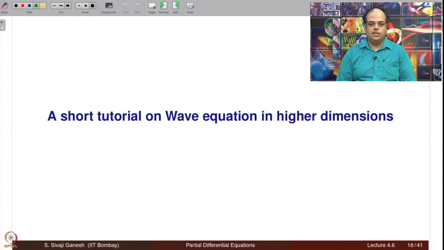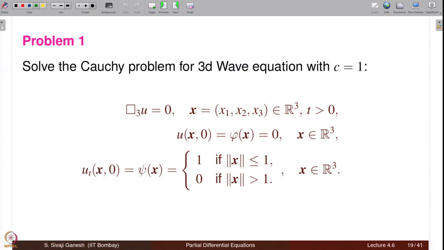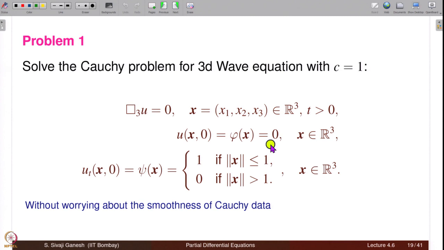So, let us now begin a short tutorial on the wave equation in higher dimensions. Problem 1: this is a wave equation, we are taking c equal to 1. So, the wave equation in 3 space variables, homogeneous equation. We take u(x, 0) equal to 0, and u_t to be 1 inside the unit ball up to the boundary, and 0 outside, where norm x bigger than 1, it will be 0. Of course, the immediate worry is the data: phi is a smooth C3 function, yes, it is a C infinity function in fact, fine, but psi is not C2, it is actually discontinuous.